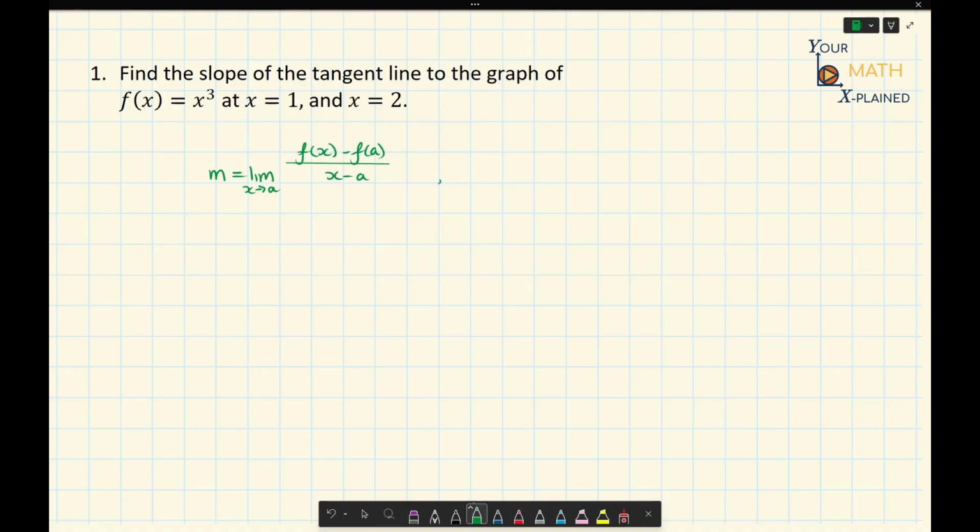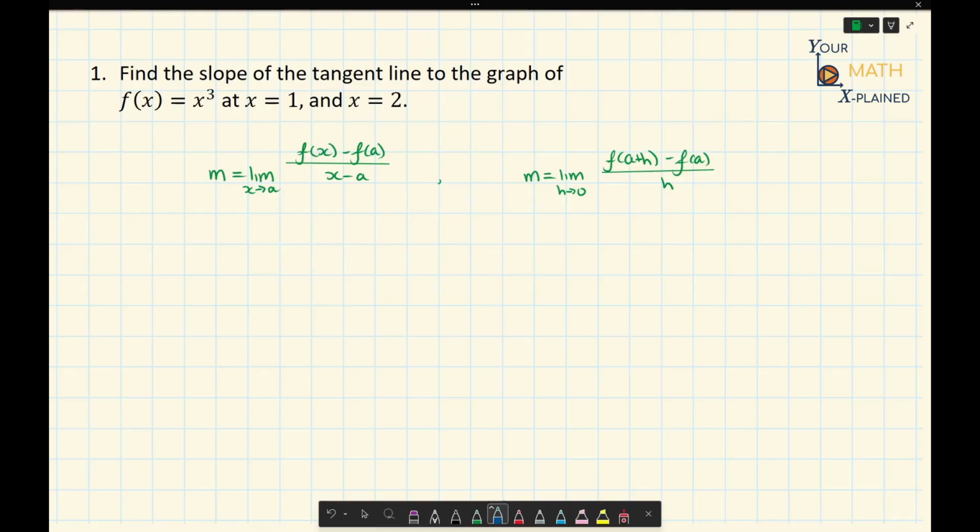And then the second formula that we had was m is equal to the limit as h approaches 0 of f of a plus h minus f of a over h. So we're going to use the first formula to find the slope of the tangent line at x is equal to 1, and then we're going to use the second one for x is equal to 2, just so that we get to take a look at both of them in action.